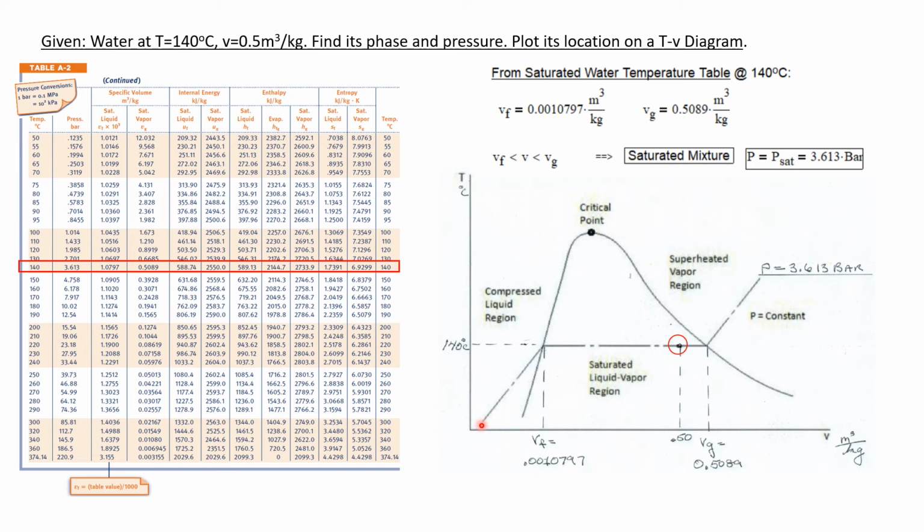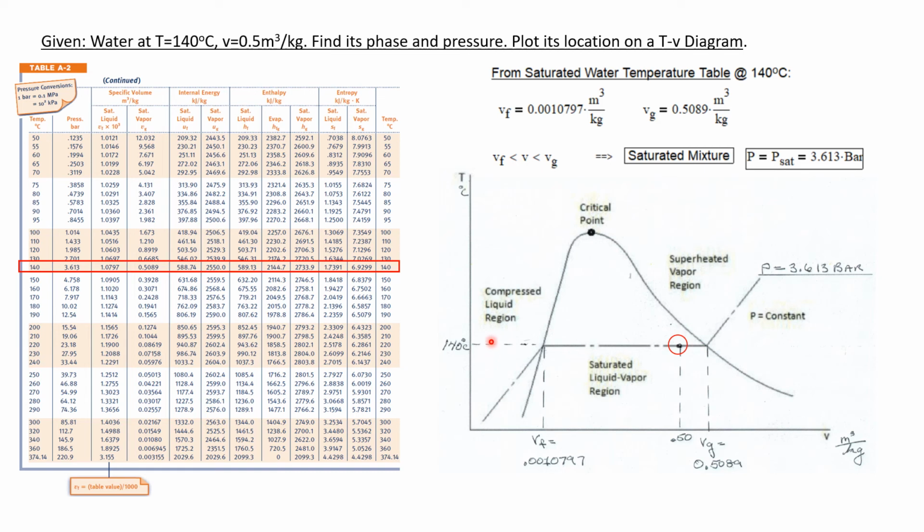Remember, on a TV diagram, a constant pressure line goes up to the right, and it's always horizontal underneath the vapor dome. And so this pressure line, at least this horizontal section, is going to lie right on top of this 140 degrees C line, because at 140 degrees C, 3.613 bar is the saturation pressure associated with the temperature. So the question now is, where does this state lie on this 140 degrees C line?